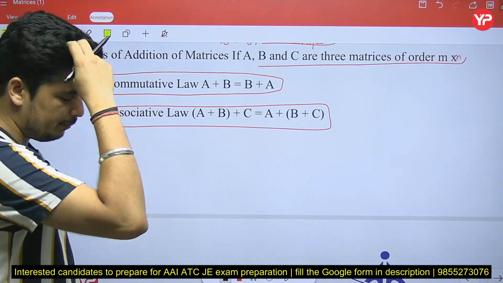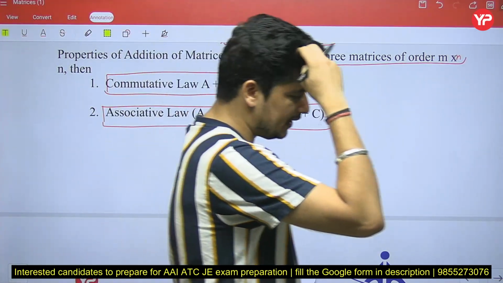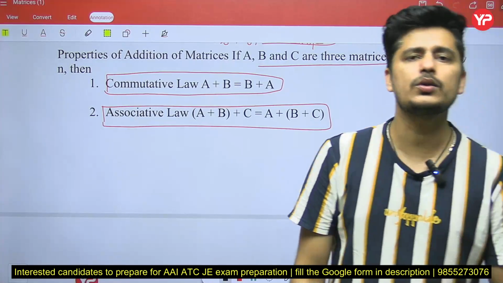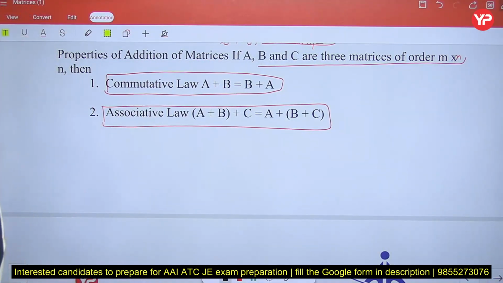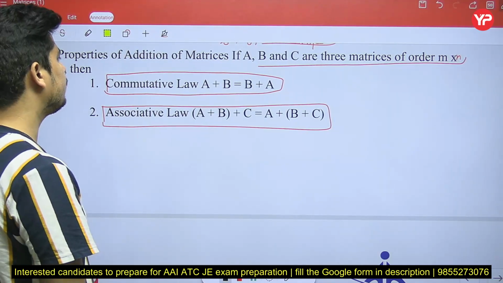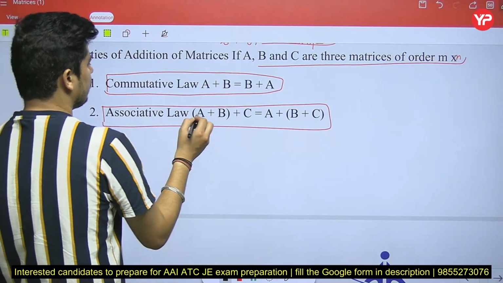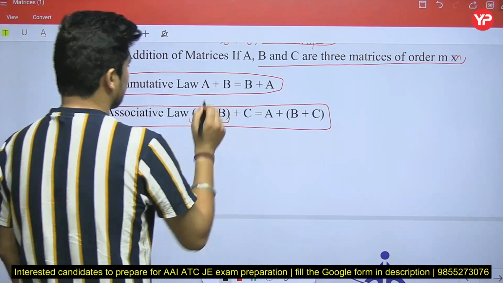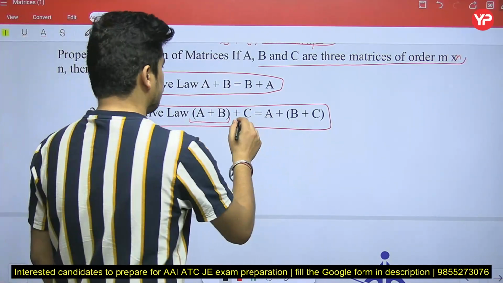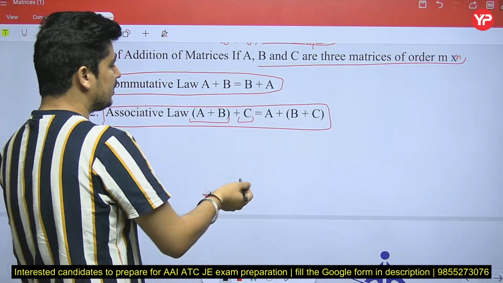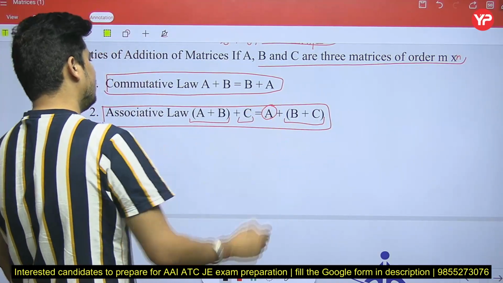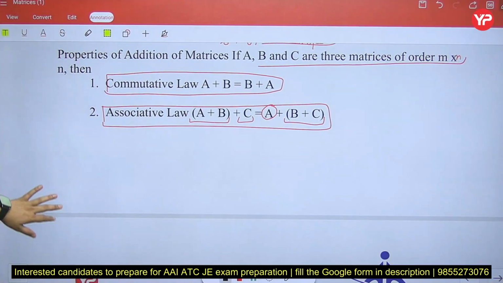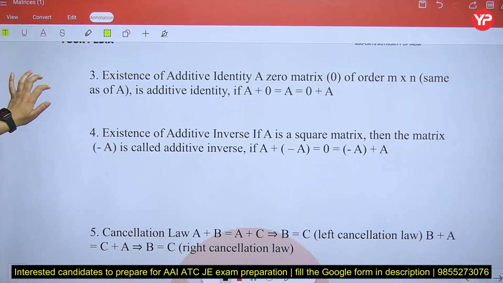Next one is associative law. That is also important for the airport authority exam, because they will ask whether your matrix addition is commutative in nature, associative in nature, like that. So it follows the associative law. Associative law means when you first perform A plus B, then add C, it will give you the same result as when you first perform B plus C, then add it with A. So that's why it is associative in nature.